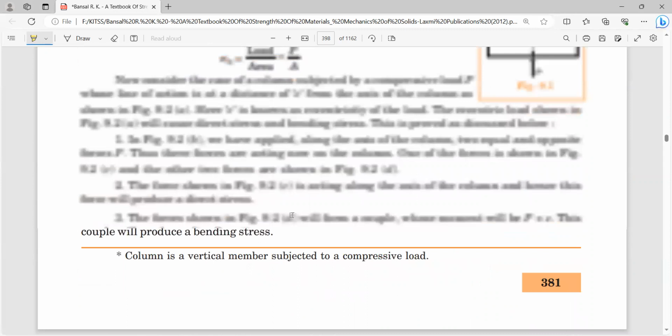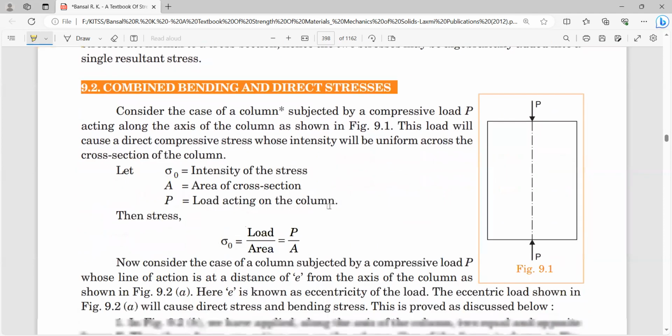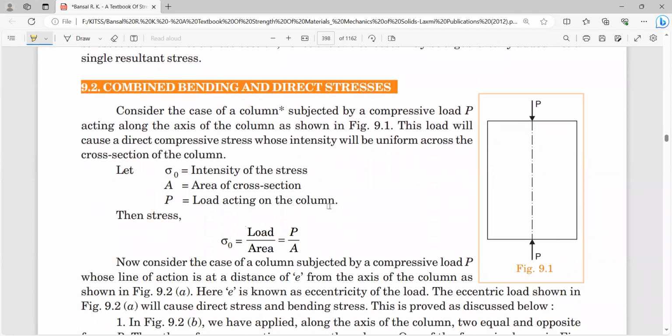Sometimes a body is subjected to an axial load as well as a bending moment, and then both stresses are produced in the body. That is called a combination of direct and bending stress. Direct load will produce direct stress and bending moment will produce bending stress. If a body is subjected to both loads, a combination of direct stress and bending stress will develop in the body.